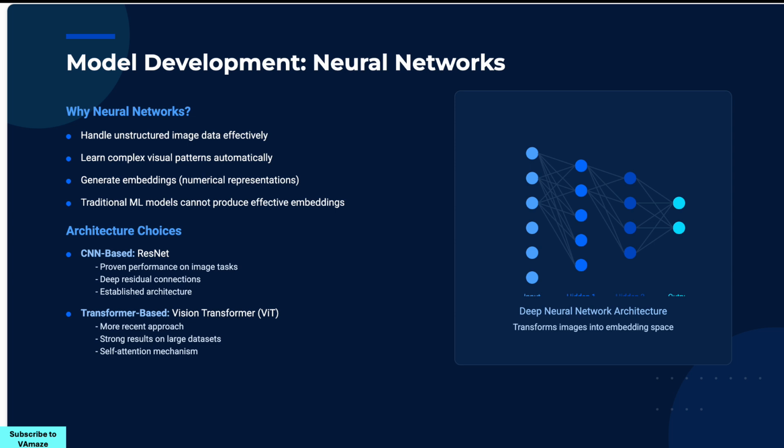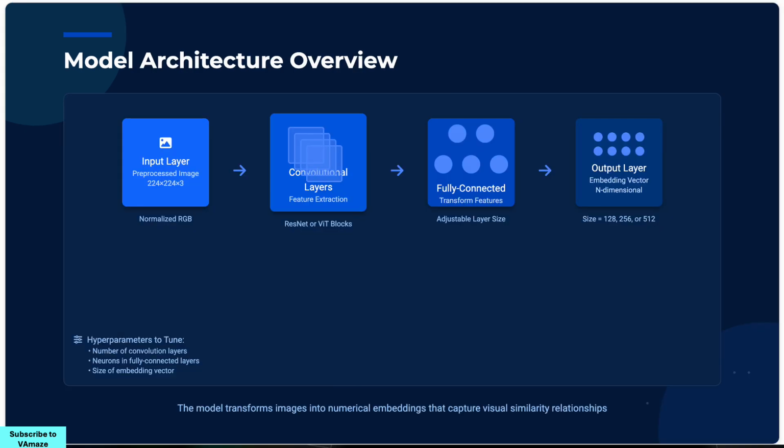When it comes to architecture, we have proven options. CNN-based architectures like ResNet have been the workhorses of computer vision for years. More recently, transformer-based architectures like Vision Transformer have shown impressive results, especially when trained on large datasets.